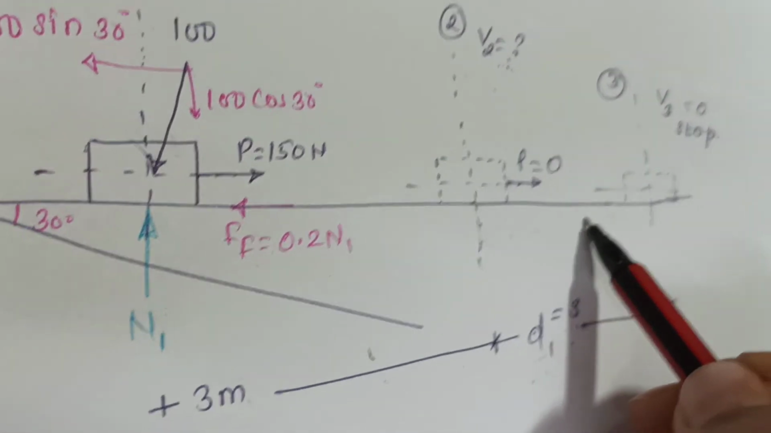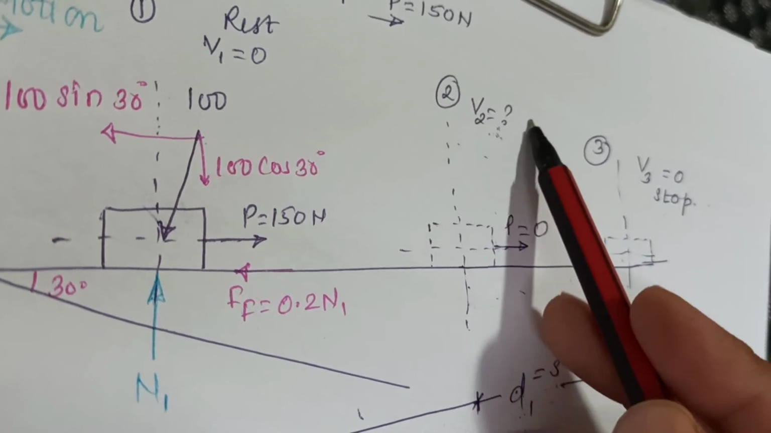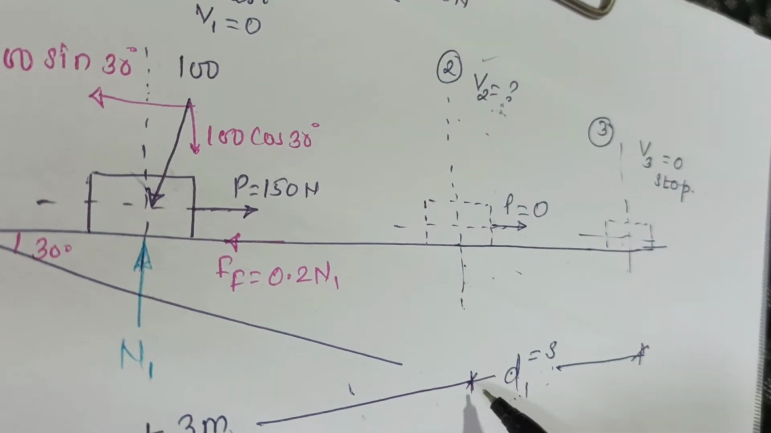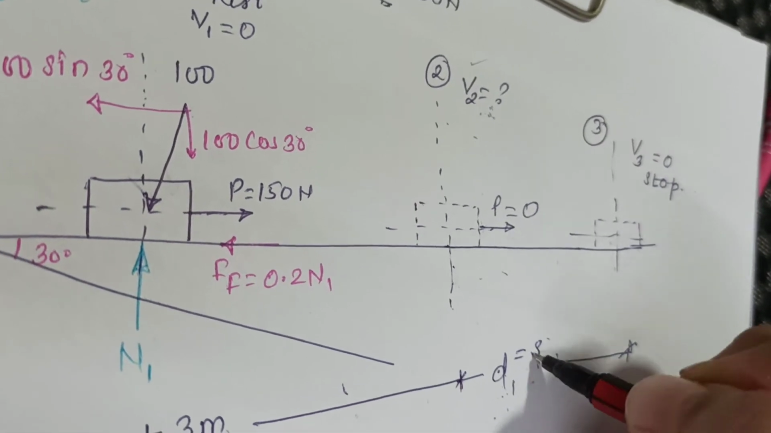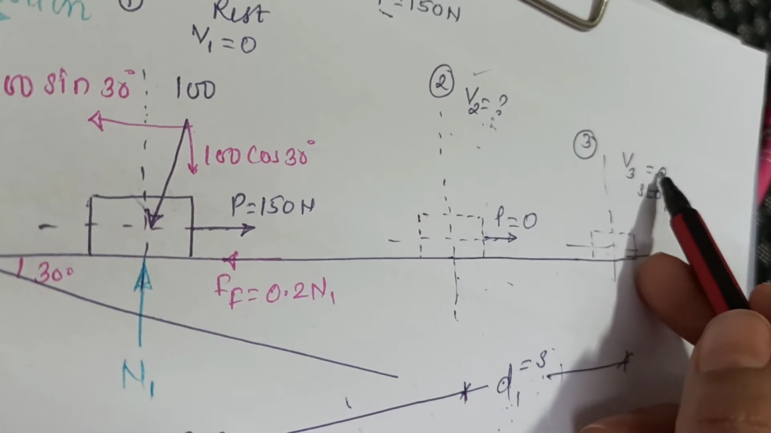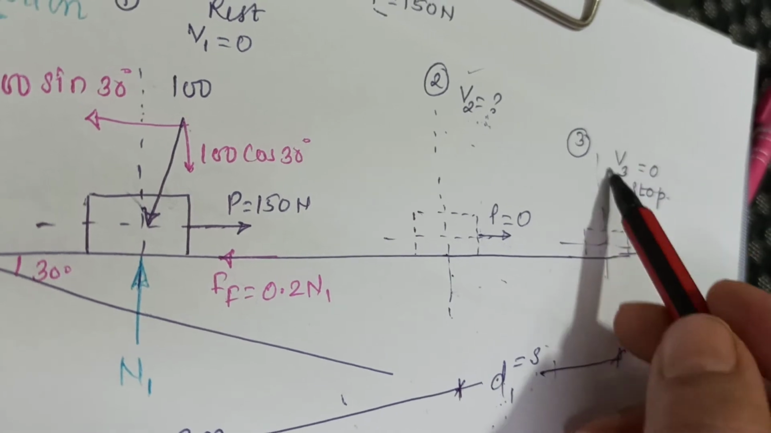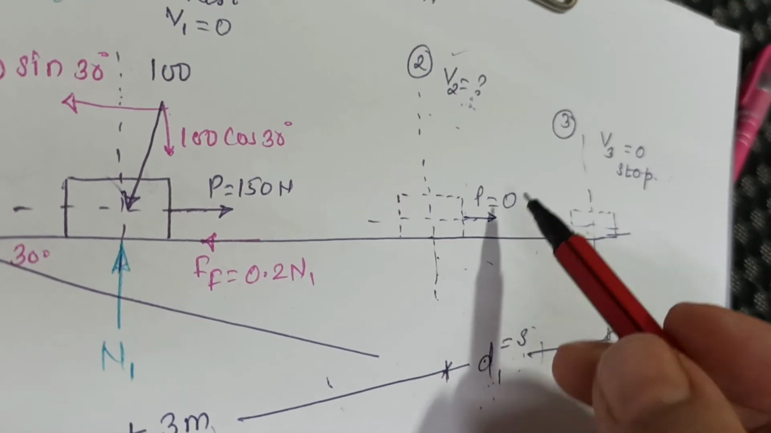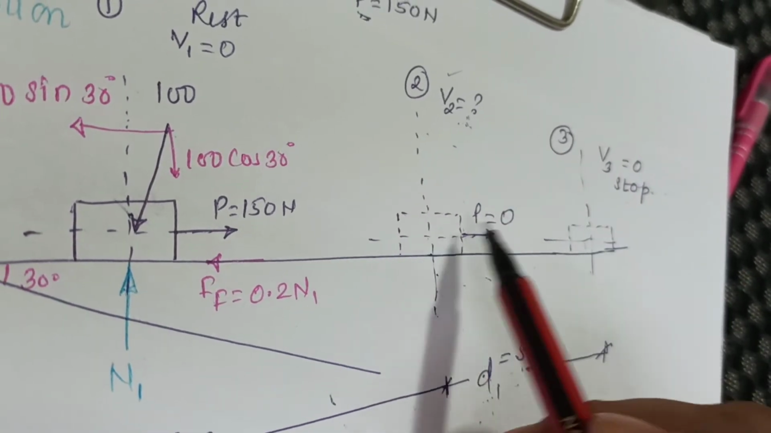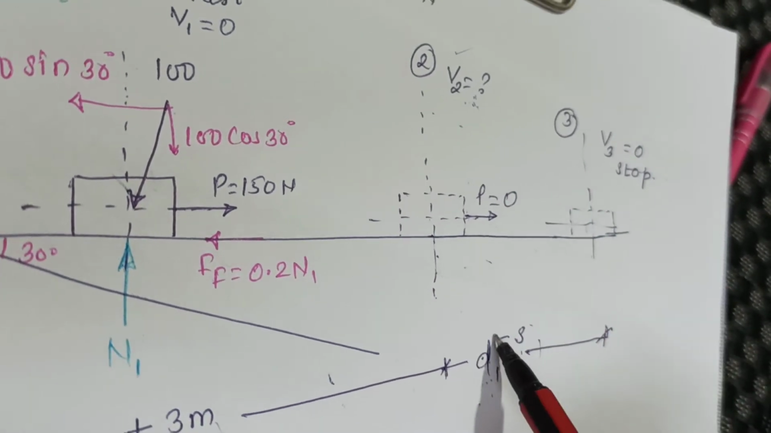In the second part, velocity v2 was known to us, which we had found, and the distance s was unknown. The block moves till its velocity becomes equal to 0. So we also know the final velocity, and we apply the work energy principle between position 2 and 3, and we have got the value of the distance.